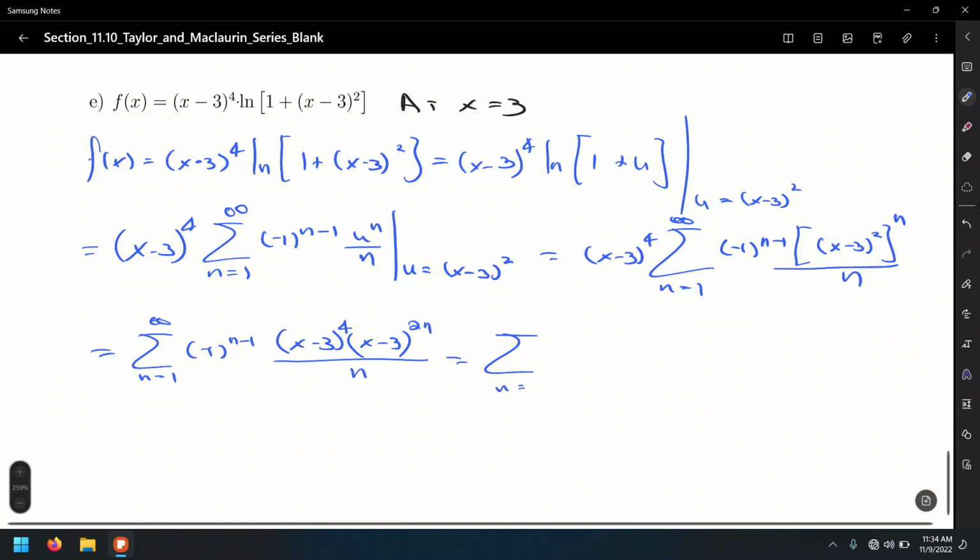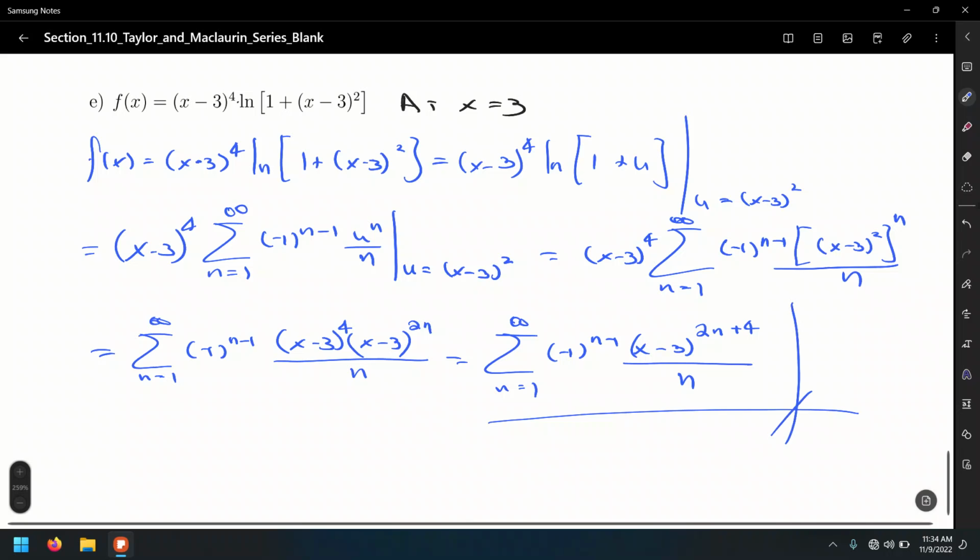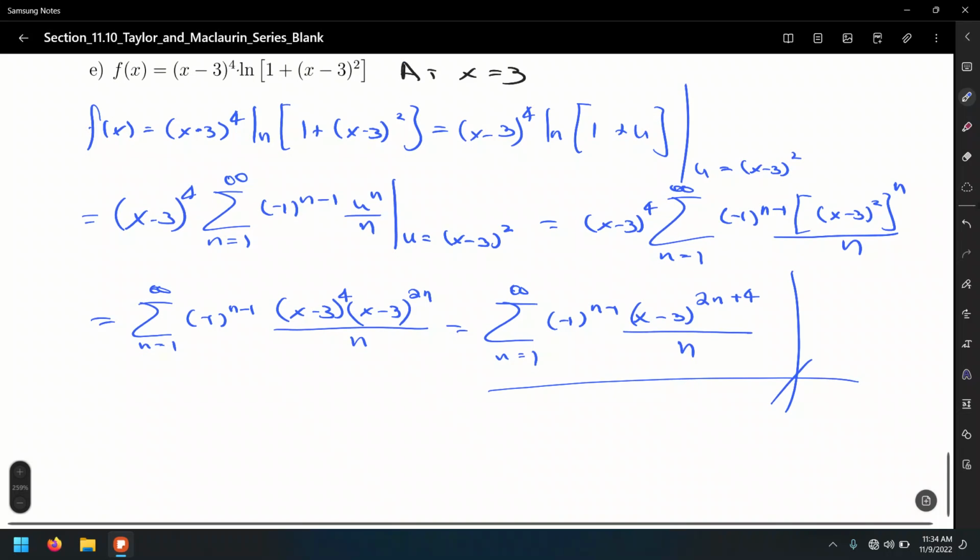So again, the sum from 1 to infinity of negative 1 to the n minus 1, x minus 3 to the 2n plus 4, over n. Just look at this result. Would you be able to figure out x minus 3 powers of the form 2n plus 4, on top of having to do a lot of product rules, chain rules, quotient rules? I mean, it's just not feasible to do this, alright?